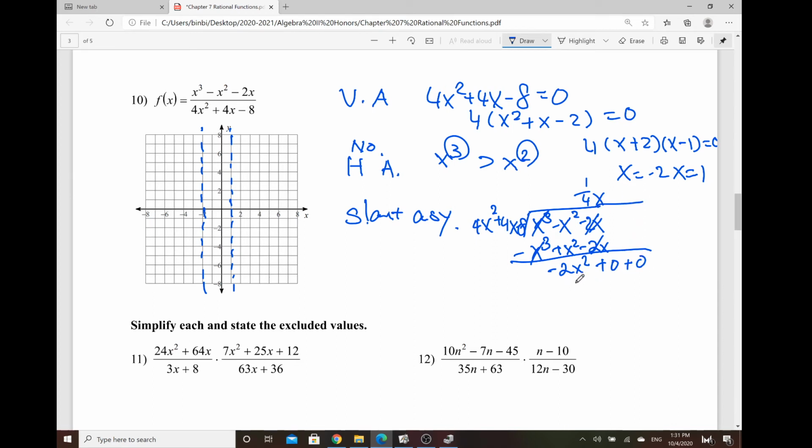So again, in order to get rid of that negative 2x squared, we just want to multiply that by negative 1/2. So negative 1/2 times 4x squared will give you negative 2x squared. Negative 1/2 times 4x will give you negative 2x. And then negative 1/2 times negative 8 will give you positive 4. Final remainder, let's see what that is. That'll be 2x minus 4. It doesn't matter what kind of remainder you have once you finish all the way down like this. The quotient is always considered the slant asymptote.